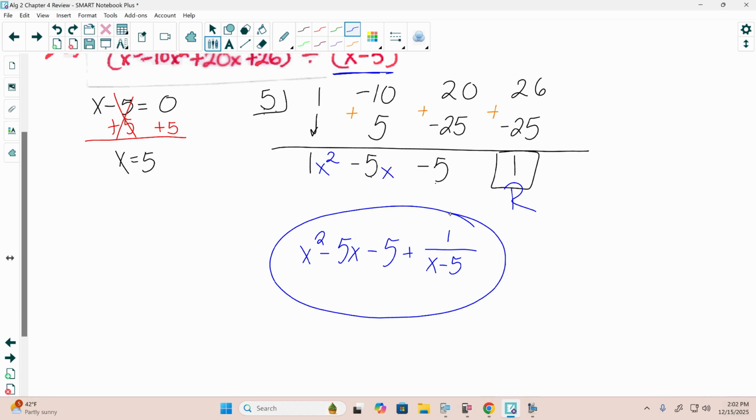Questions on this here? So we feel good with this problem here.